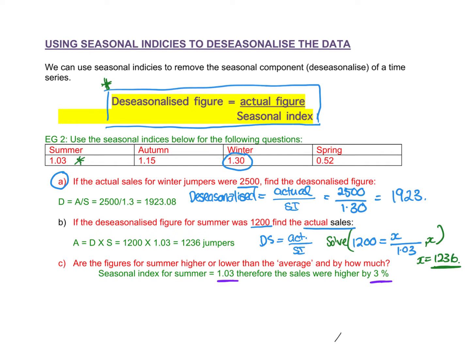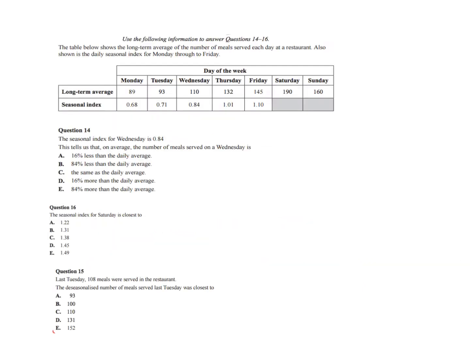All right, so that's deseasonalizing just individual figures, but what we like to do, and we'll see in a minute, is deseasonalize the whole set of data, and we'll do that a bit later on. But let's go through some of these exam questions, and they're going to help you with this stuff. Use the following information for all these questions. The table below shows the long-term average of the number of meals served each day at a restaurant. Also shown is the daily seasonal index from Monday through to Friday.